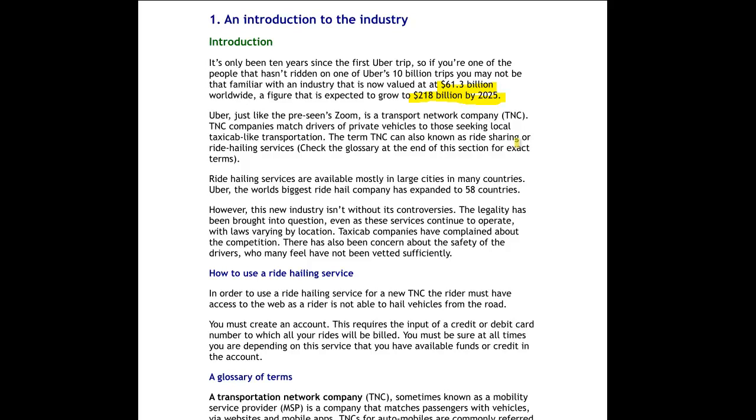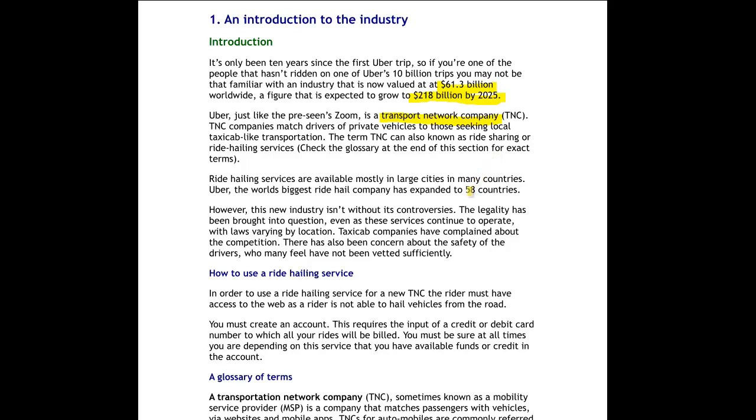Now, Uber and Zoom are both TNCs, and that means they're transport network companies. Now, the importance of this is that both Uber and Zoom think of themselves as technology companies. Now, this is important when we come to staffing issues later on. But quite quickly, let's just go through actually what TNCs do. Because TNCs can also be called ride sharing, can also be called ride hailing. Now, these terms can be used pretty interchangeably.